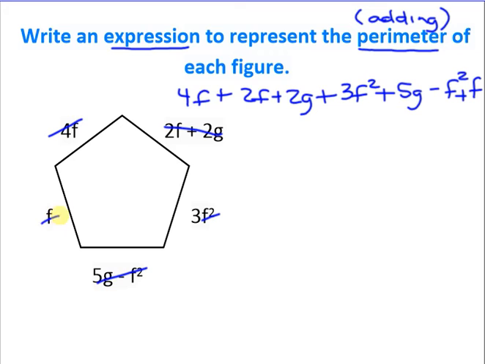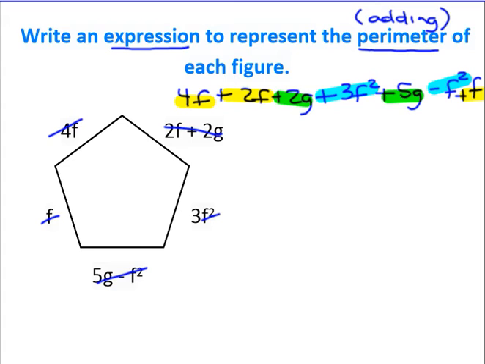All right. Now, let's get our highlighter for our like terms. Here we have 4f plus 2f. Now, this one's an f squared, so it doesn't count. We have a g and f squared, plus f. Here we have a plus 2g and a plus 5g. Here we have a plus 3f squared and a minus f squared.